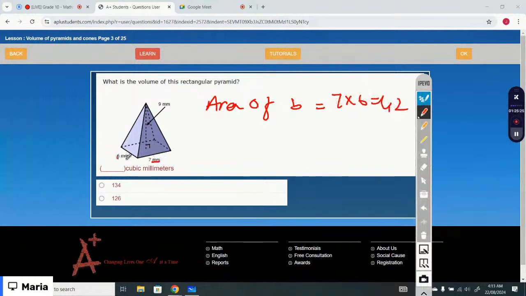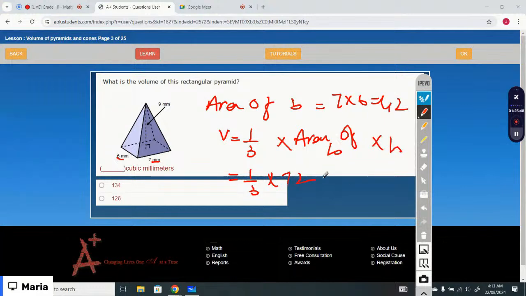Here is the base. Now you have to calculate the formula, that is 1 by 3 times area of base times height. So that is 1 over 3 times 72 and the height is 9. So let's just multiply and calculate the value, right?